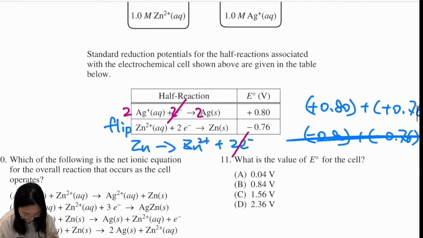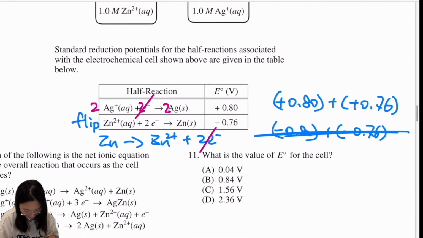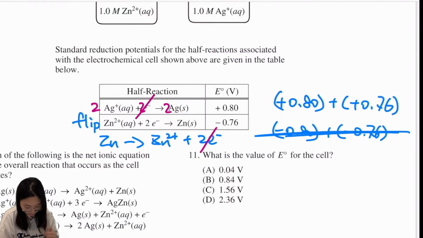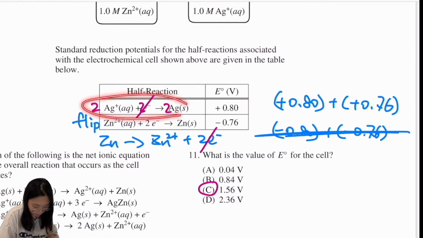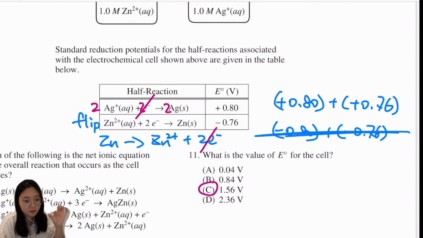And then for 11, what is the value E for the cell? Okay, so we're just going to add up these two values, and then that will be 1.56. Again, you are not multiplying this by 2. So even though when you're writing the overall reaction, you have to match the number of the electrons and multiply each of the species by 2, you are not multiplying the cell potential by 2.